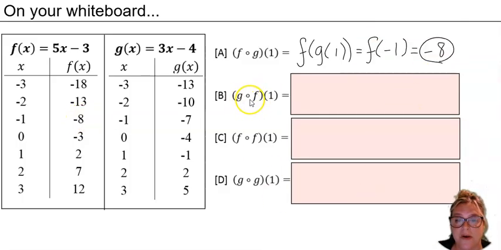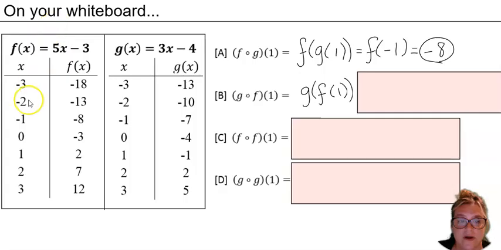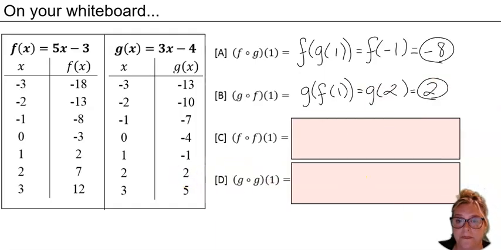Okay, g composed with f of 1. So we're going to evaluate g of f of 1. We go to the f table and look where x is 1. That answer is 2. We evaluate g of 2 by finding 2 in the g table for x. We slide across, and that answer is 2.